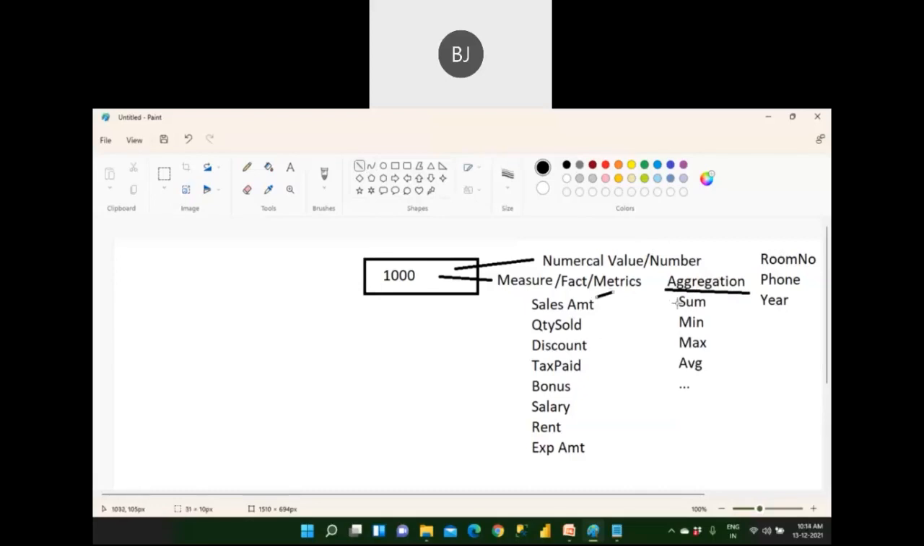On sales amount, we can perform totals. What is the total salary, what is the total bonus, what is the total of this one, what is the total year number, what is the total phone numbers, what is the total room number? Can we give it like that? So totals cannot be applied on these numbers, even though this is number data. So what kind of data is called measure data? It means where you can perform aggregations on the data. So that data is called measure data, fact data, metrics data. Clear? So that is what you have got to understand.